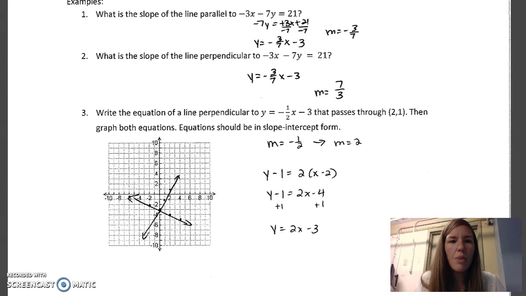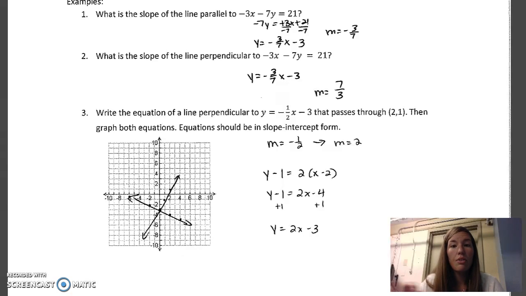Example number 1. It says, what is the slope of the line parallel to -3x minus 7y equals 21? So if you're talking parallel lines, you have to know the slope. In -3x minus 7y equals 21, what form is that in? Well, that form is standard form. And so you don't know the slope, but you can change it into slope-intercept. So you can see the work there. We added the 3x, divided by the -7, and you get y equals -3/7 x minus 3, and you have a slope of -3/7. So you got it there.